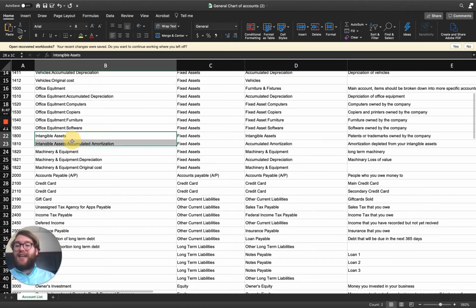Then we have intangible assets. Intangible assets are going to be things like a trademark, a copyright, I can't think of the name right now. But basically, if you own a company and you register your company's name and you trademark it, or you have a logo created and you trademark that logo, depending on your company, that logo, that company name can increase in value and become an asset to the company.